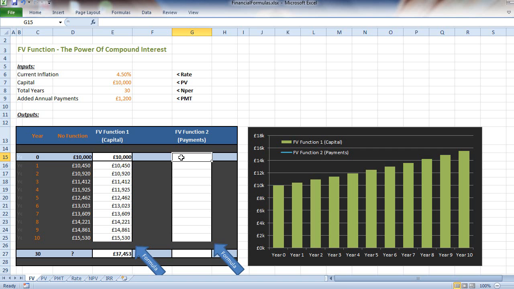So if you enter equals again, FV for future value, open bracket, now you're into syntax mode, and same rules apply. Link it to the rate, 4.5%, fix it to that cell, and over what number of years? Okay, well, we're going to stick with 0 for now, because we're at year 0. Okay, what are the annual or periodic payments that you're going to make? Okay, well, we've decided to make £1,200 a month. So I'm going to fix it to that. And how much are you starting with?